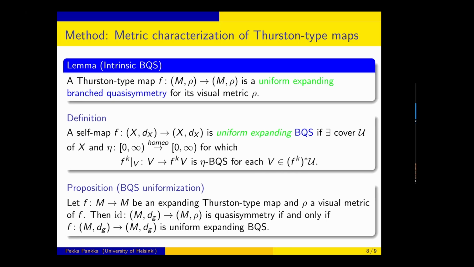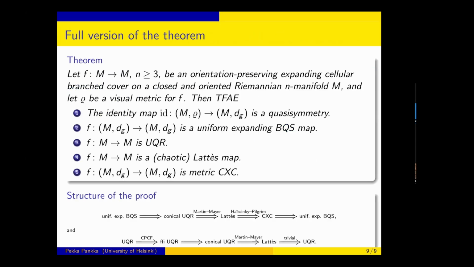So the first one was in an intrinsic way, but you can actually see that the quasisymmetry between the metrics translates the intrinsic branch quasisymmetry property to the ambient, or standard, branch quasisymmetry property. And this was the starting point of our work. This was the first observation we made. But now we come to the full version of the theorem.